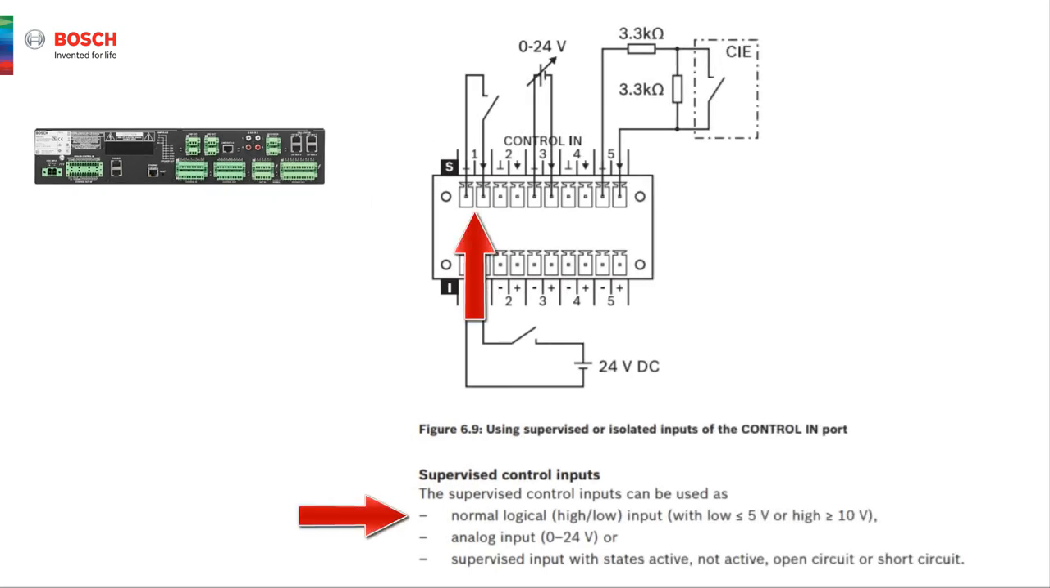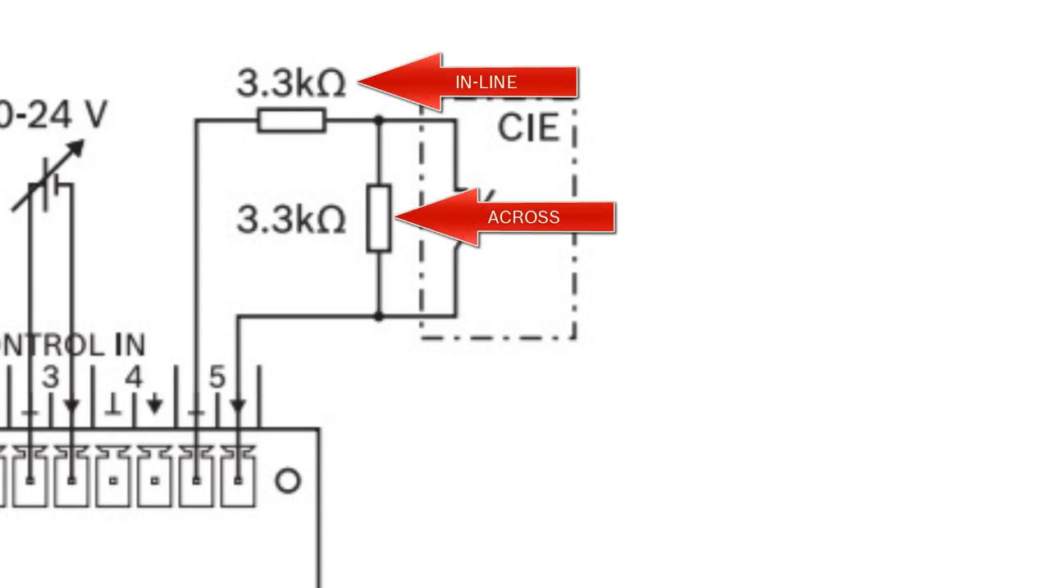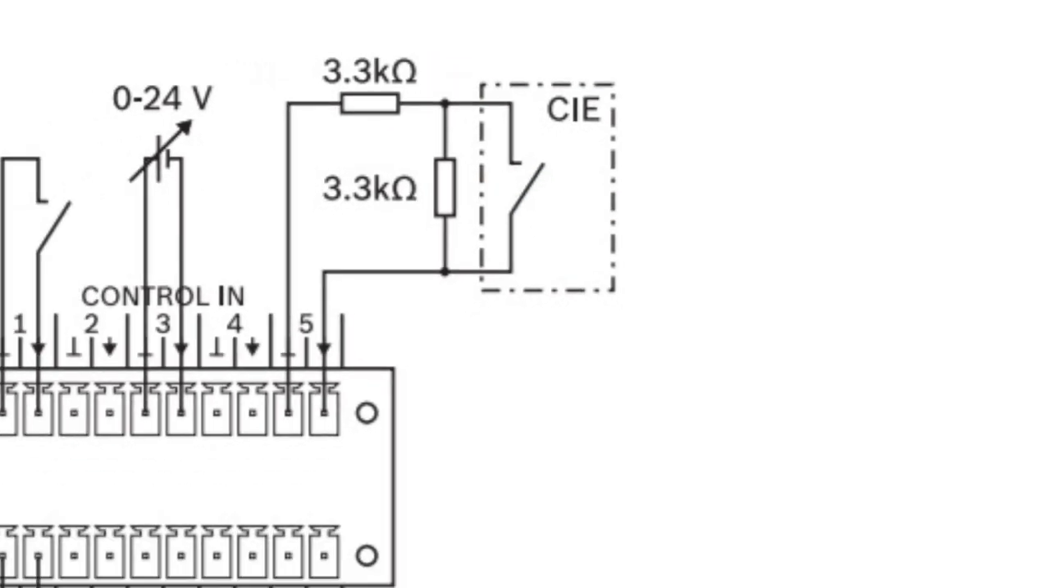Normal logic input, which is basically a simple contact closure. An analog input that can be used with a potentiometer. And a supervised method, which has four different states for the contact closure: active and not active, but open and short circuit for supervision qualities. The circuit requires two 3.3K resistors, one to be in line with the contact closure and one across the contact closure.